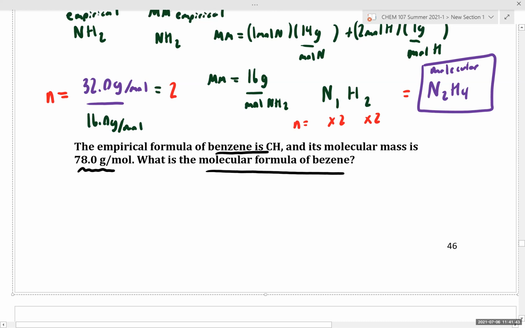I'd like to see multiple students sharing their proposed molecular formulas for benzene. So let's work through this example, and then we'll discuss in 3 to 4 minutes.